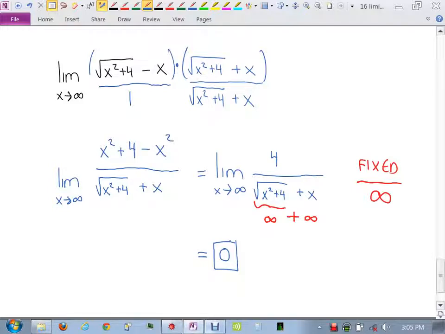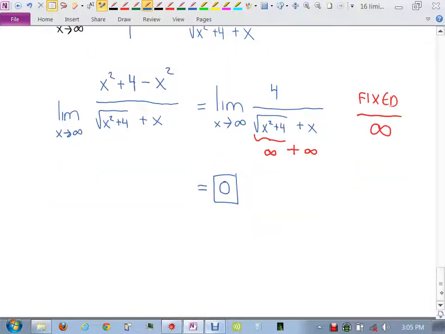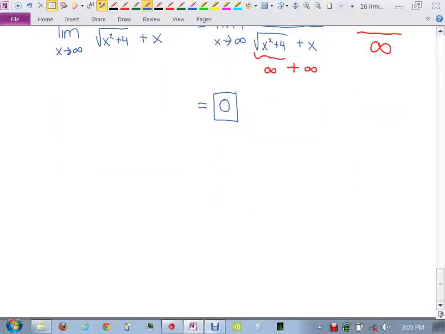Okay, everything that we've looked at so far, we've been able to do some algebra on, right? Let's try something that's slightly different. This is one that I did in the notes. Limit as x goes to infinity. Well, let's try this. I'll change it up. Cosine of 1 over x.